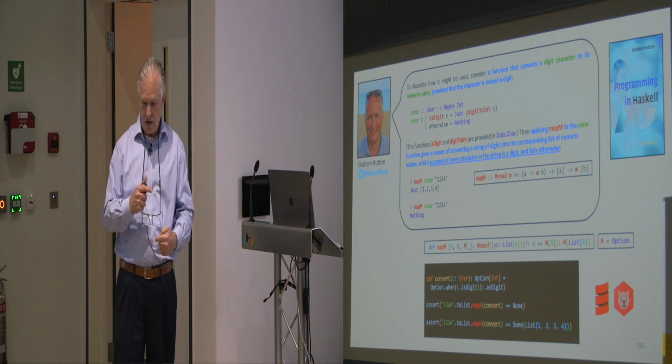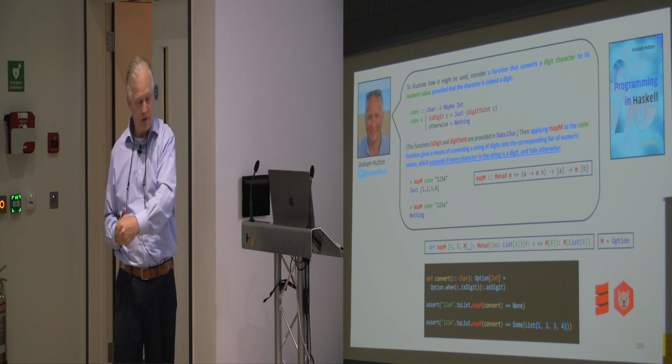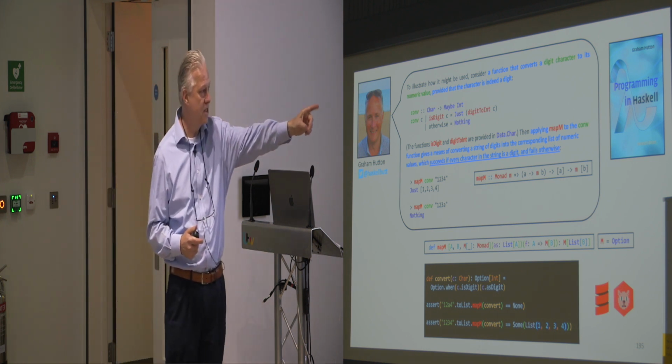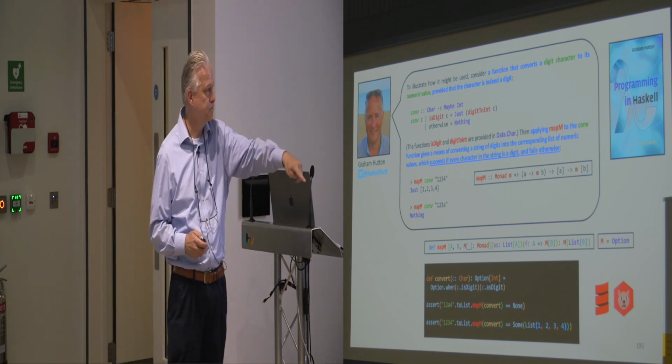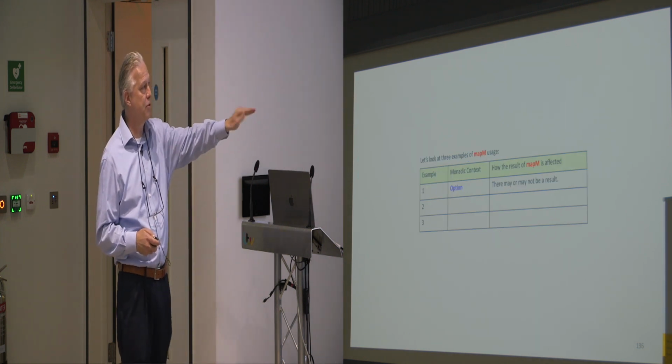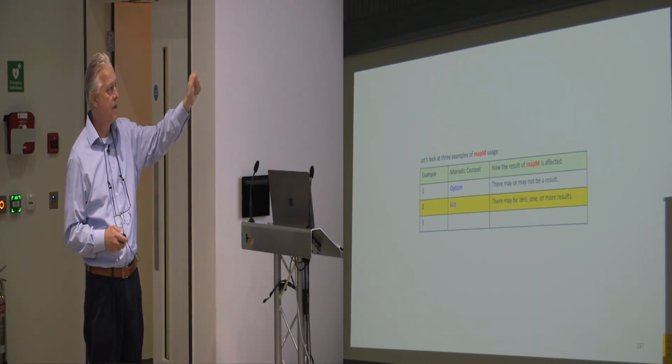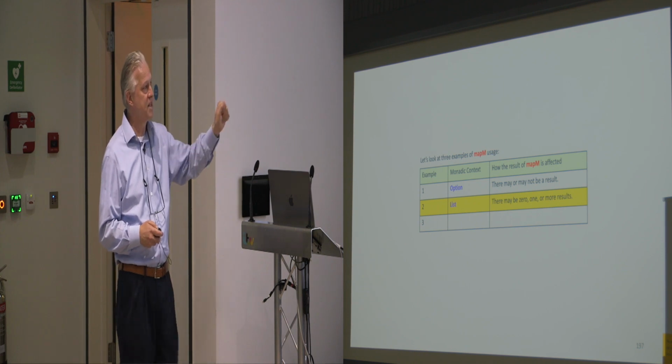It's going to turn it inside out into an option of a list of ints. And that's why you get the result Some(List(1, 2, 3, 4)). So that's the first example with mapM. That's with option. Now let's look at an example with list.